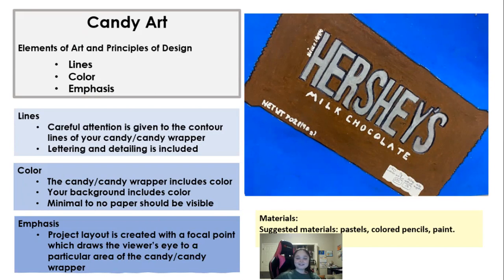So you're going to need, well, materials I suggest using for this. I'm going to be using some markers and watercolors. I'm going to do markers for the candy, and then I'm going to do watercolors for the outer part of the paper.